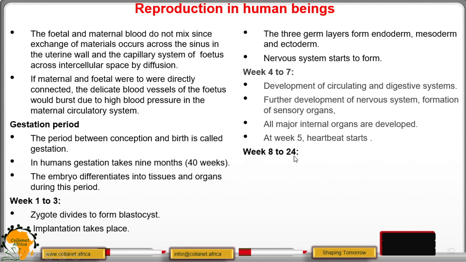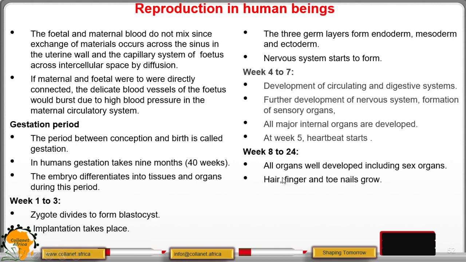From the 8th to 24th week, all organs are well developed, including sex organs. So if somebody goes for scanning, the mother is able to know the sex of her baby. We have the hair, fingers, and toenails beginning to grow, and even the fetus can move, and the eyelids begin to open. This is the period when the mother can feel the fetus kicking.